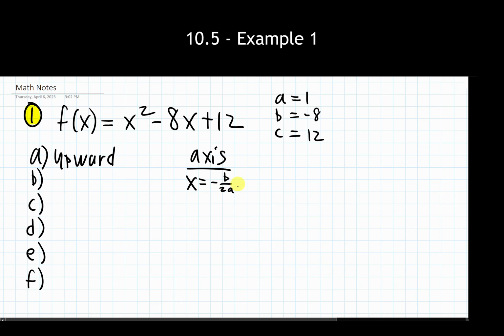So I end up getting x is equal to negative negative 8 over 2 times 1. Go through and simplify this thing down. I'm going to have the negative and negative cancel, so I'm going to have a positive 8 over 2. 8 over 2, that's going to give me an x value of 4, which tells me that my axis of symmetry is at x equals 4.